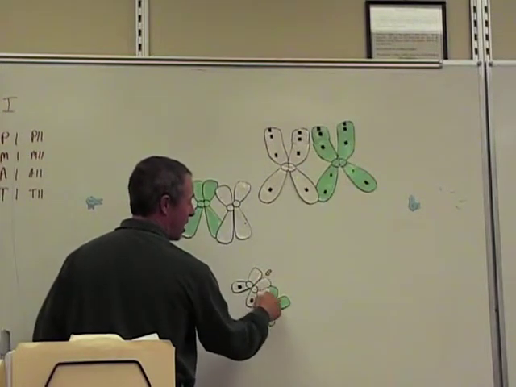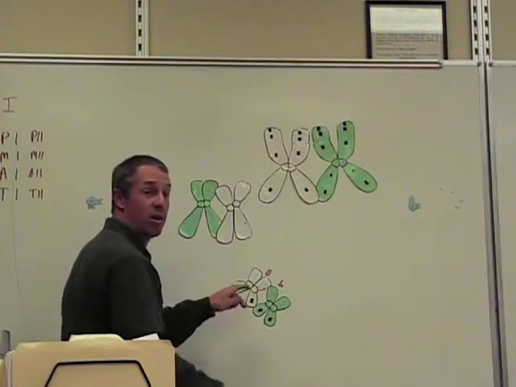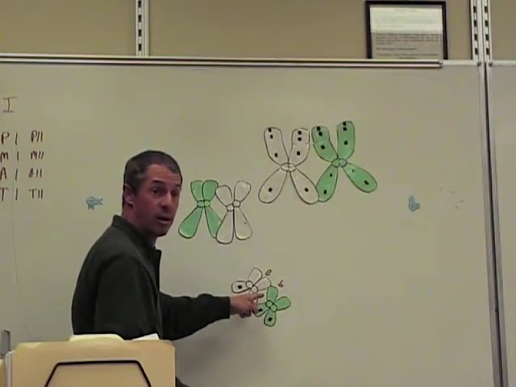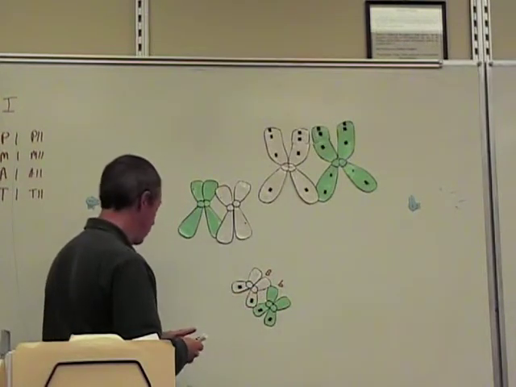This could have a big B on it, and this could have a little B on it. And so the person would be big B, little B. Right? That's how you get one brown eye and one blue eye?